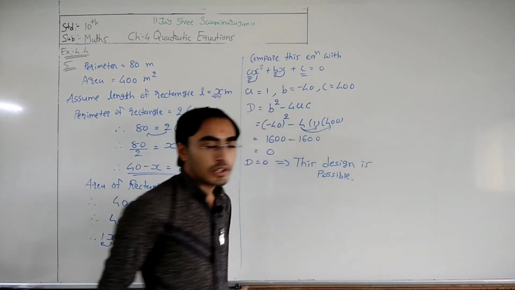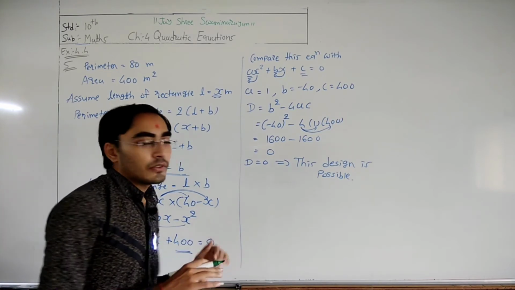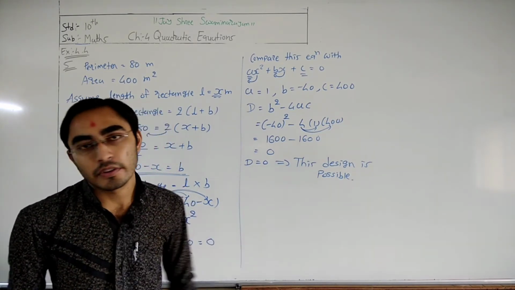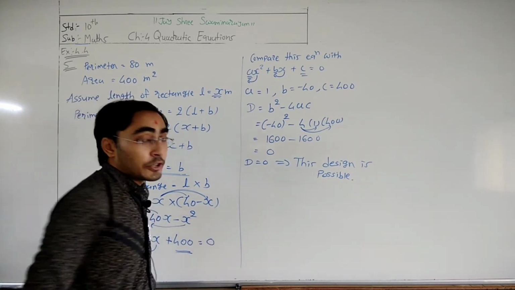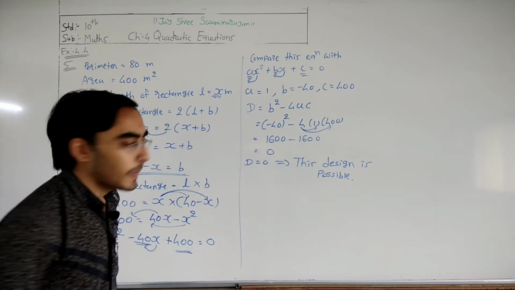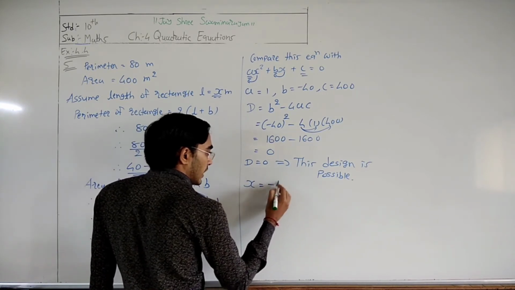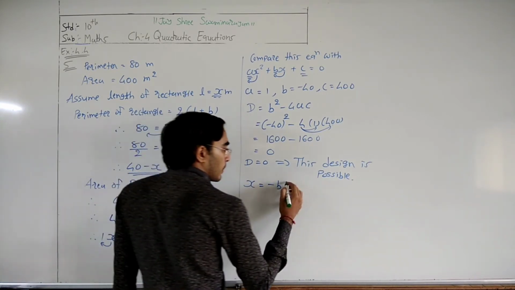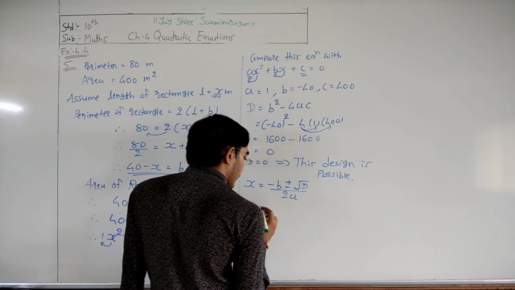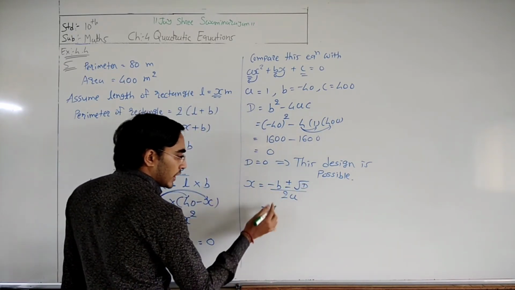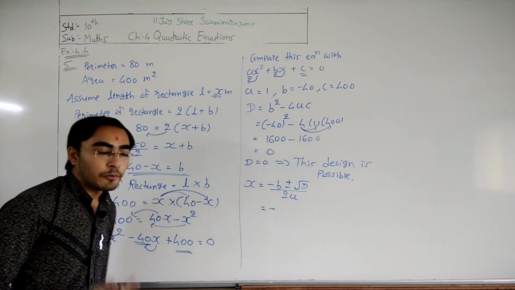Now our second question starts from here. If this design is possible, then find out its length and breadth. So here we need to find the length and breadth. First of all we need to find the value of x. Now x is equal to minus b plus or minus under root d divided by 2a. This negative sign is as per the formula, right?